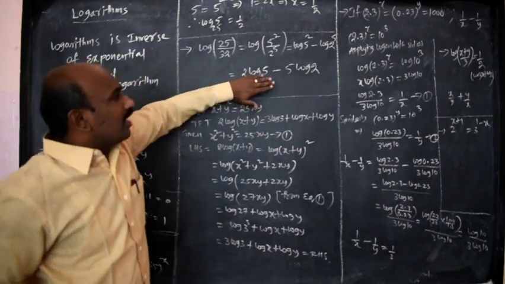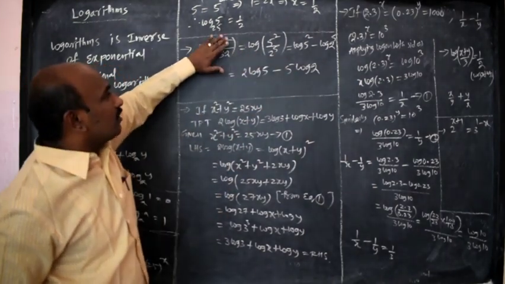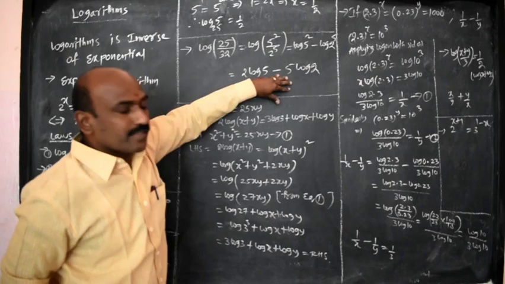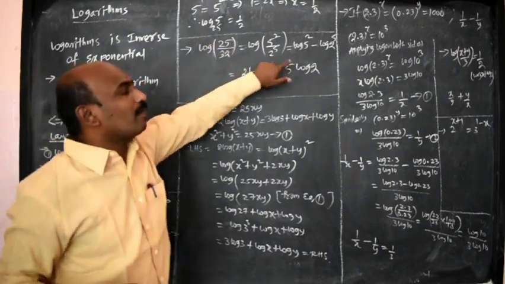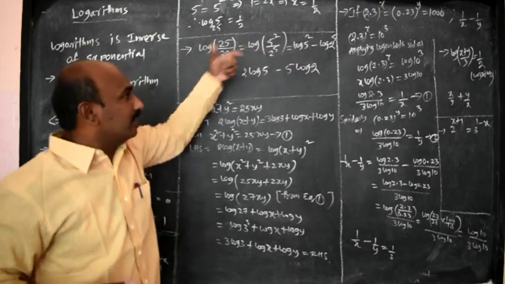Here there are two terms. We can expand a single term into two terms. Sometimes they can give two terms and we need to write a single logarithm. In the same process we will go in reverse order.